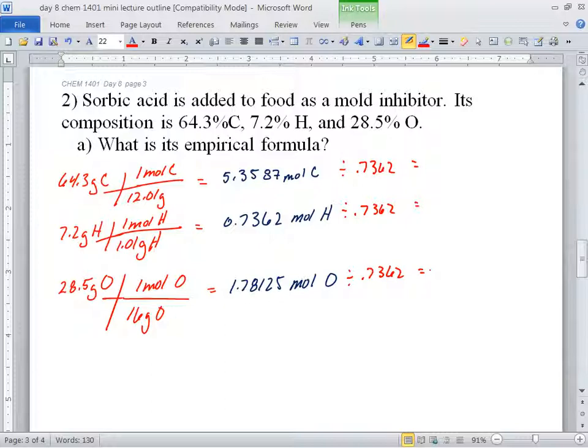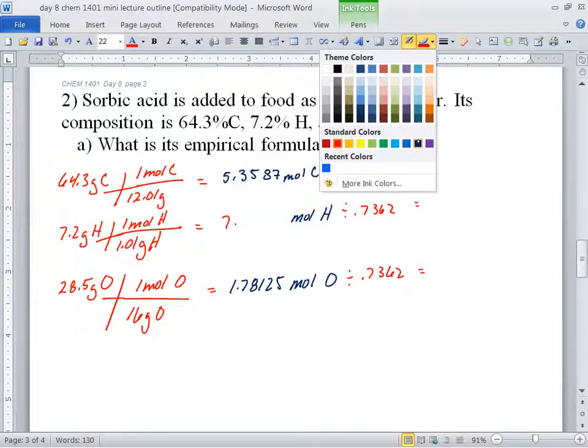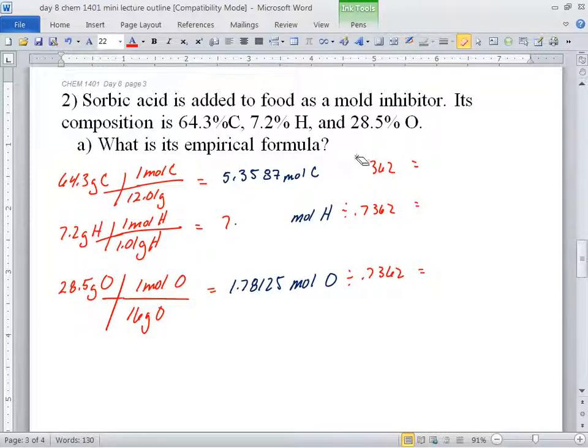Oh, I think I messed up, didn't I? 7.2 divided by... Oh, it's 7 point. Ah! 7.1287. That screws up everything. I should just be copying Dylan's. Right?